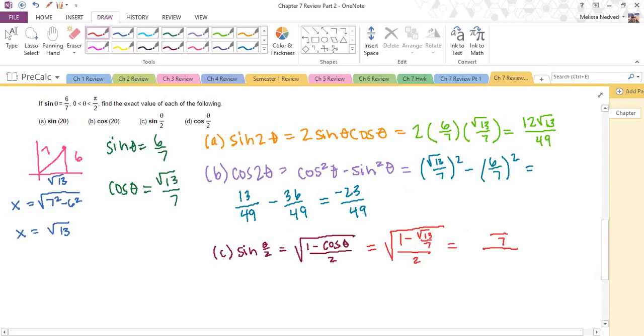I know I'm going to have a denominator of 7. 7 minus root 13 is just 7 minus root 13. Nothing I can do there. All over 2, I haven't dealt with that bottom. Square root of all of that. So just take it piece by piece. If you need to break it down more, go ahead and do that.